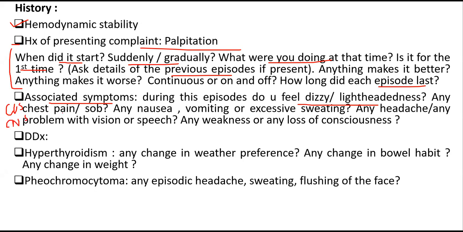So for CVS, you ask about any chest pain, any difficulty breathing, any nausea, vomiting, excessive sweating. That's for myocardial infarction. And then for CNS, you're asking about any headache, any blurry vision, any difficulty with your speech, any weakness, or any loss of consciousness. So what you have just done is that you have asked the detailed palpitation questions, then associated dizziness or lightheadedness. You have asked the differential diagnosis in terms of CVS and CNS, and then move on to some other.